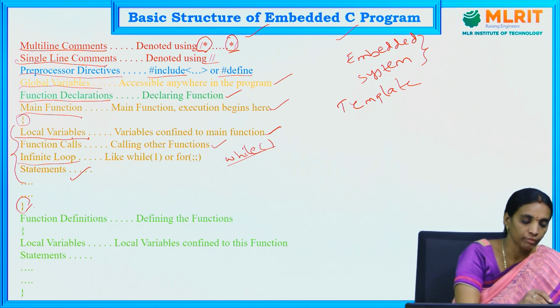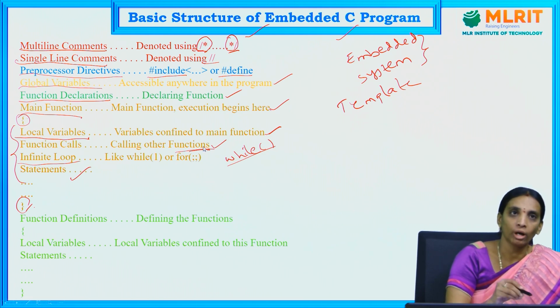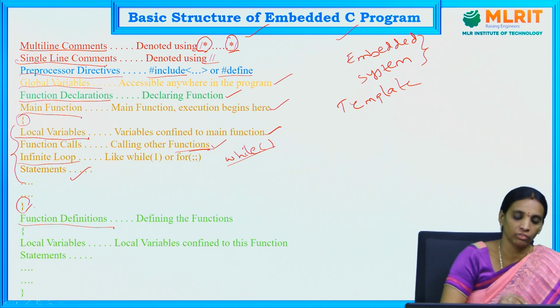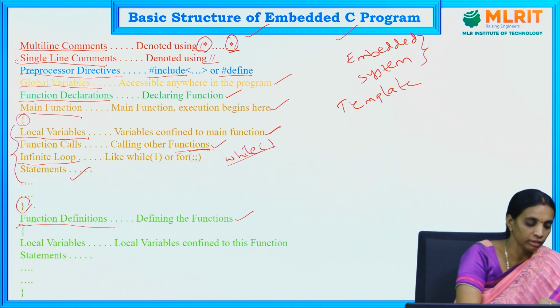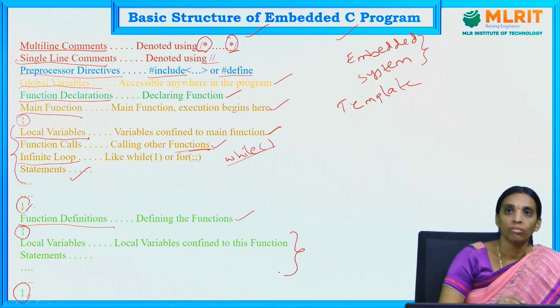So next, after completion of the main function, we will go to the function definitions. Here we are calling the functions in the main program. So now we need to define those functions. Here the function definitions are used for defining the functions. In these functions, it can be opened with the open parenthesis and we have the closed parenthesis, and in between these two, we need to write our function processing.